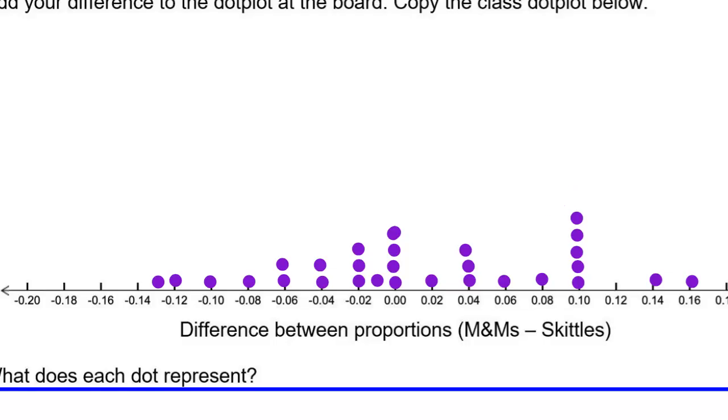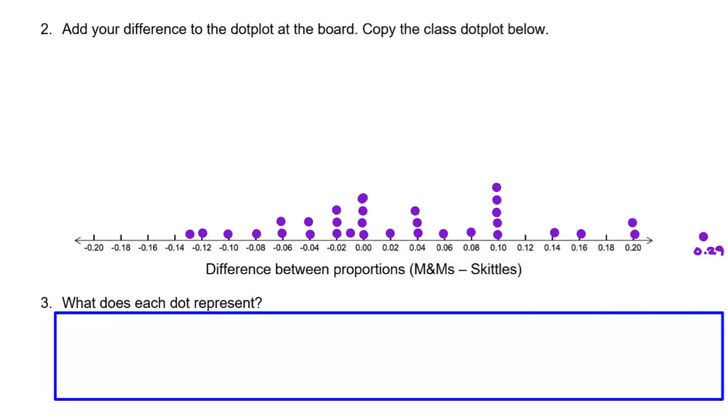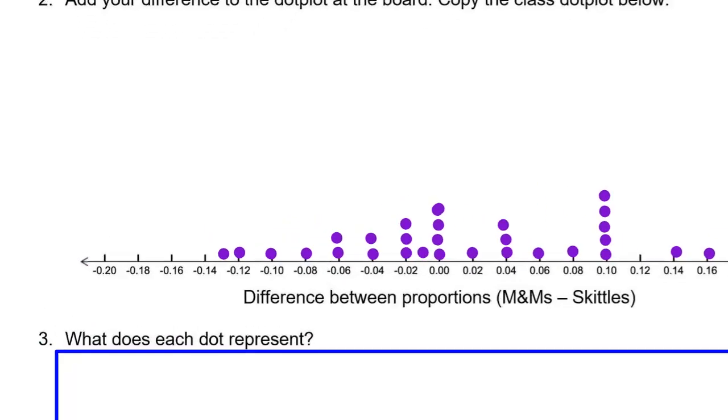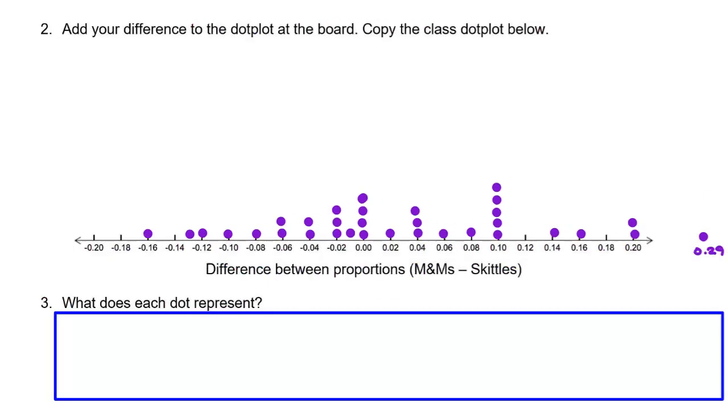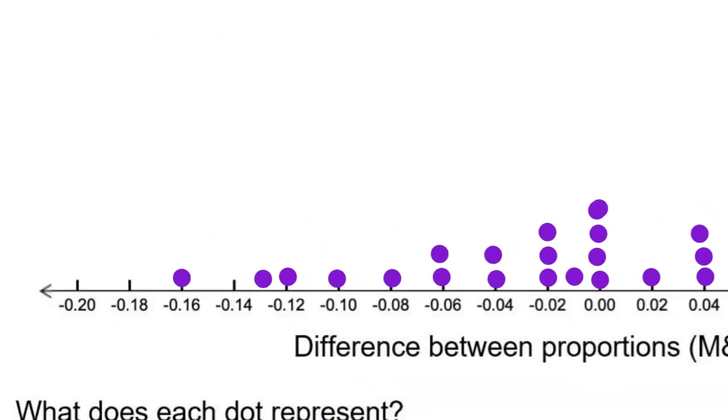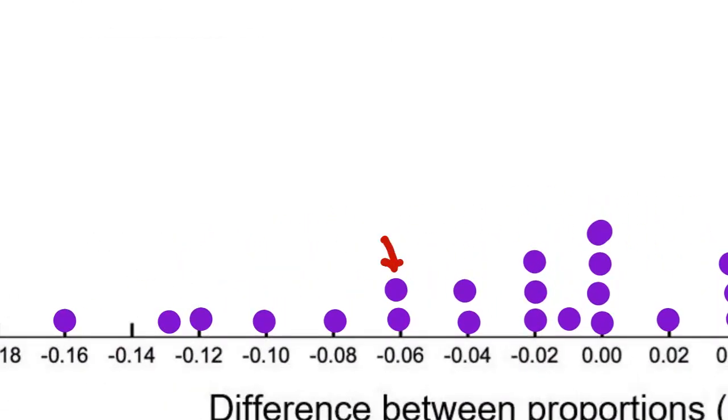All right. Copy this into your notes, please. I missed one of your dots? Negative 0.16. Oh, thank you. There we go. All right. Copy the dot plot into your notes. This one is way worse than this one.